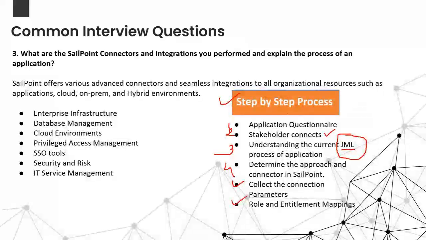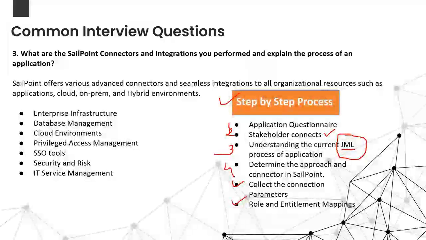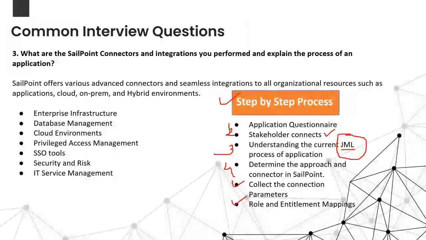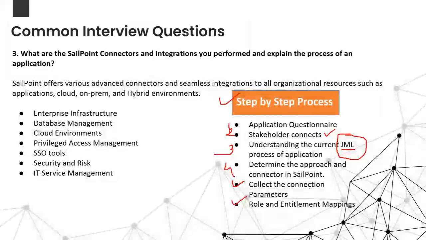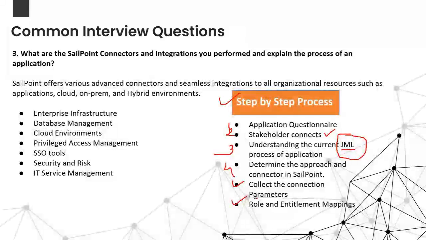The order could be anything, but this is the layman order, I would say. Application questionnaire, stakeholder connects to collect the details, or the follow-ups you're going to do with the application team. Understanding of the JML process, or determining the appropriate connector, what connector I'm going to use inside SailPoint. Once I decide the connector, what connection parameters I need to collect from the application team, and the roles and entitlements, how they are mapped and used.